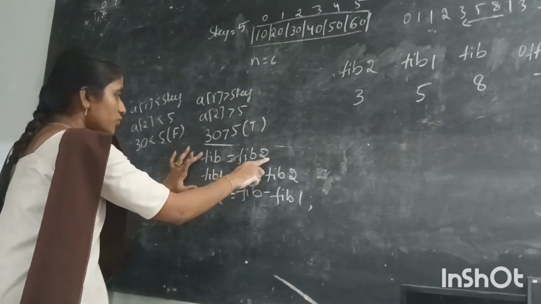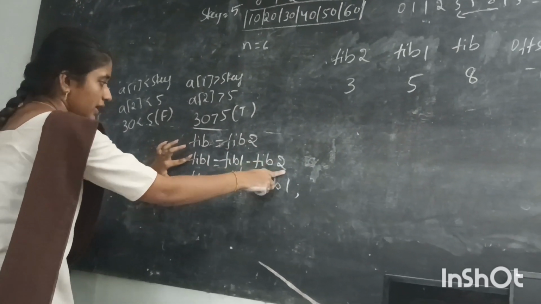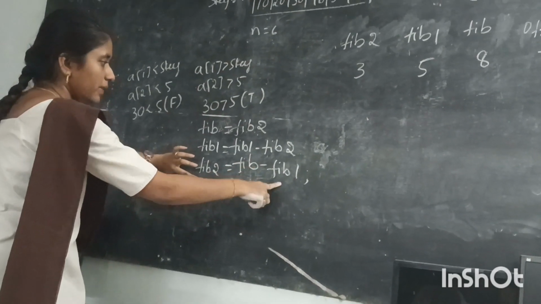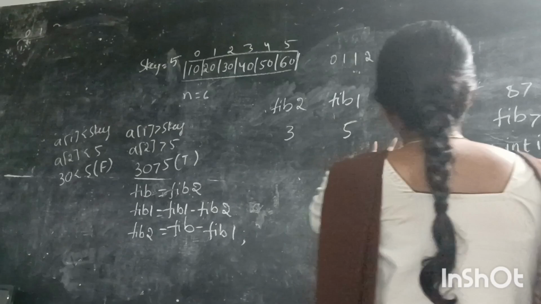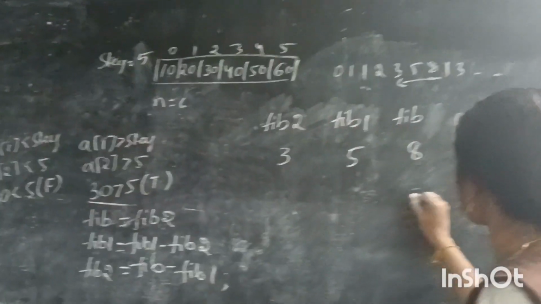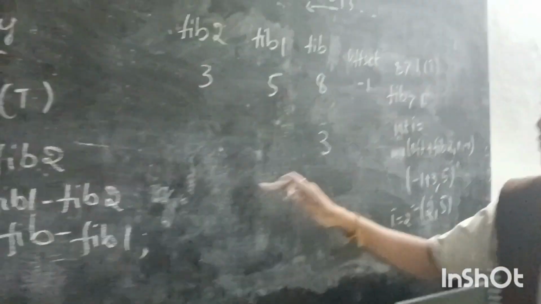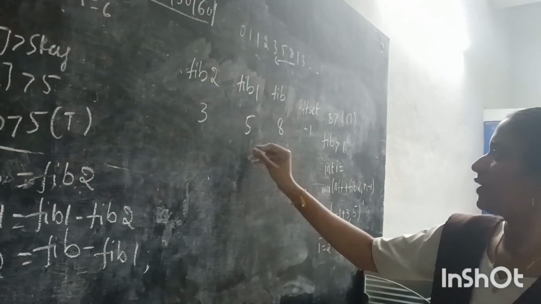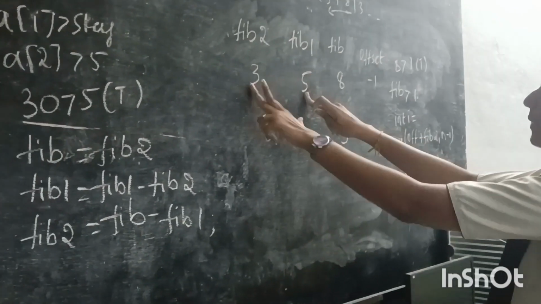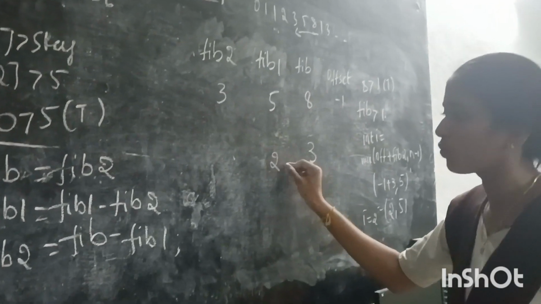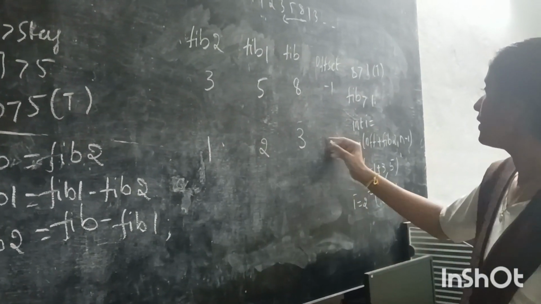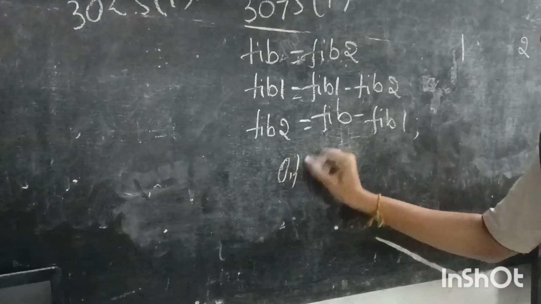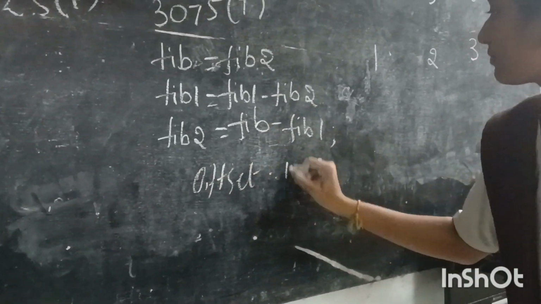So Fib equals Fib2, Fib1 equals Fib1 minus Fib2, Fib2 equals Fib minus Fib1. We have to consider like this. Now Fib equals Fib2, Fib2 value, that was 3. Next Fib1 equals Fib1 minus Fib2, 5 minus 3 is 2. Next Fib2 equals Fib minus Fib1, 3 minus 2 is 1. Now offset equals I. Here I value is 2, so offset equals 2.